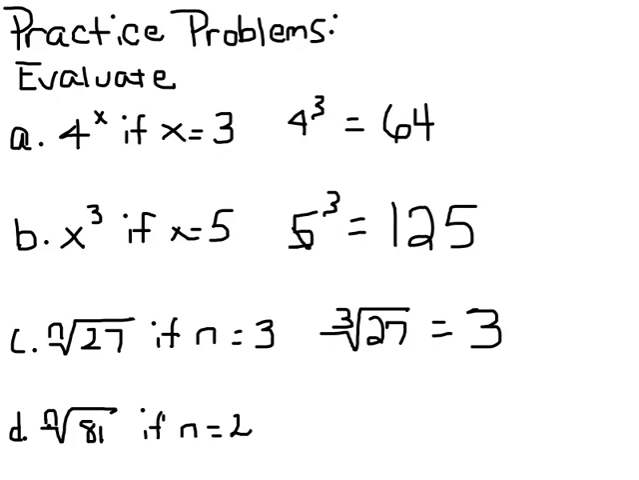And the nth root of 81, if n is equal to 2, is the square root of 81. Now notice you're not really going to see this a lot because it's kind of redundant, meaning that even if I didn't have the 2 there, I know that it's the square root of 81, and that is 9. 9 times 9 is 81.